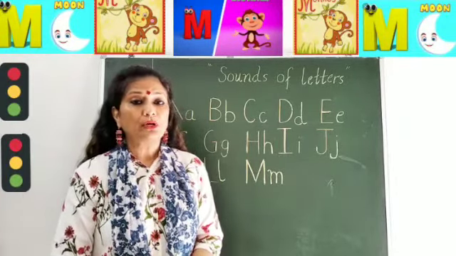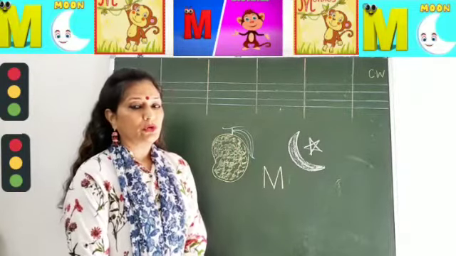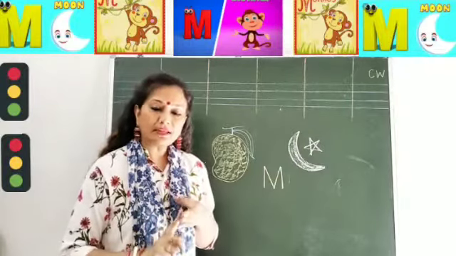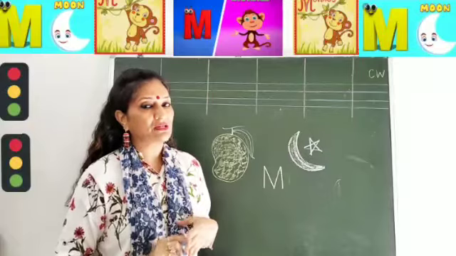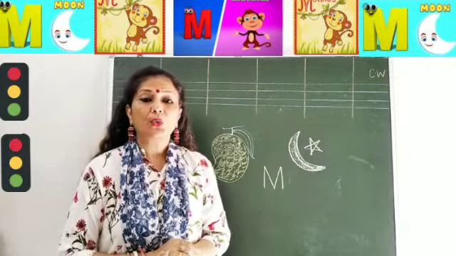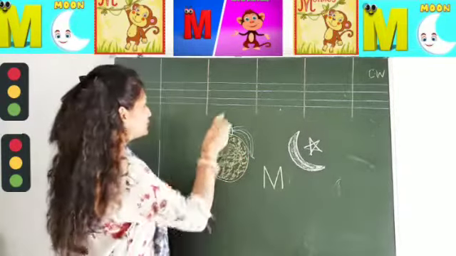Okay, now look here. These are the four lines, as you can see in your English notebook. First line is red, second is blue, another line is blue, and the last line is red. Whenever you write capital letters, you have to write only in the first three lines.